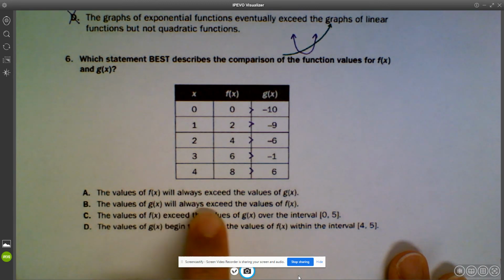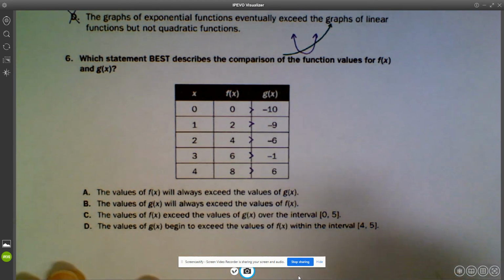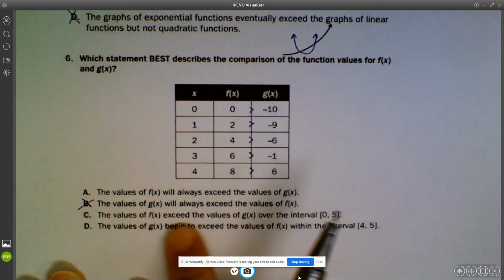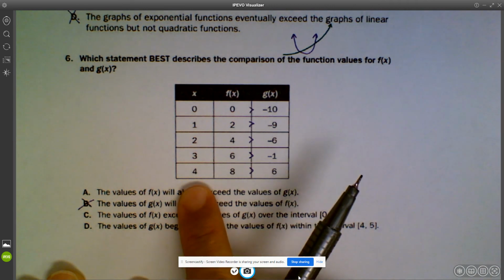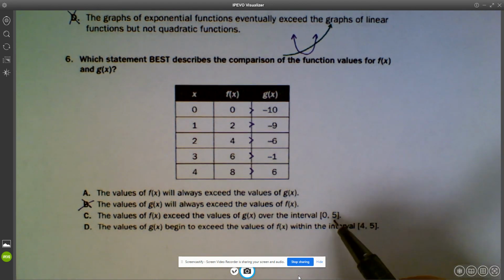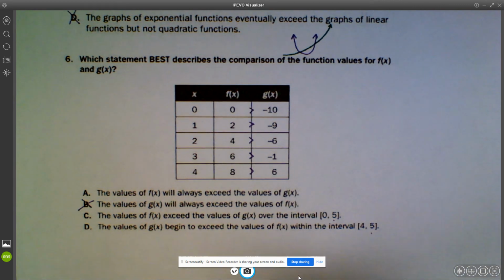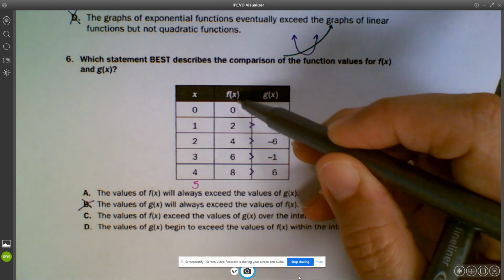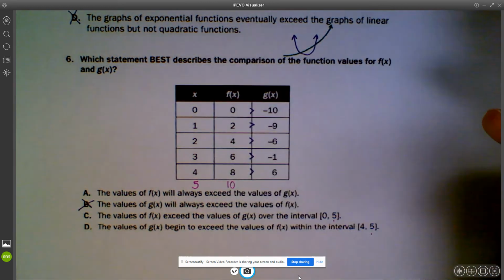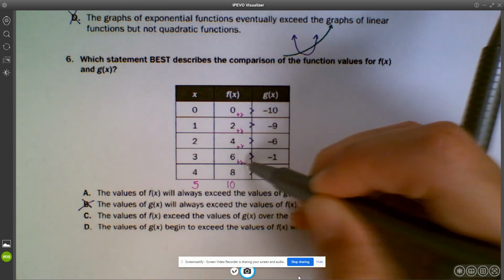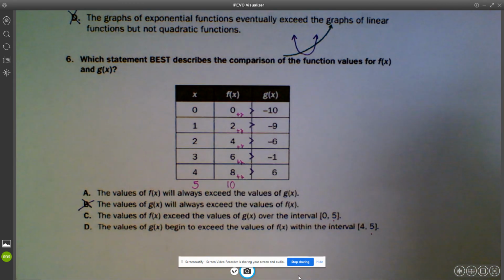The values of g of x will always exceed f of x? No, because here are 5 instances where it did not. The values of f of x exceed over the interval 0 to 5? No, we're only going to 4. But now that you mention it, I should introduce 5 because I see it in a choice. So when x equals 5, this pattern says that f of 5 is going to be 10, because we're adding 2 as we go, and that's how we get our next value. So 8 plus 2 is 10.